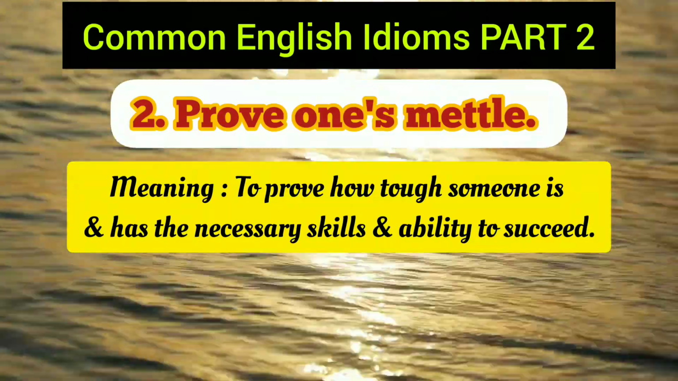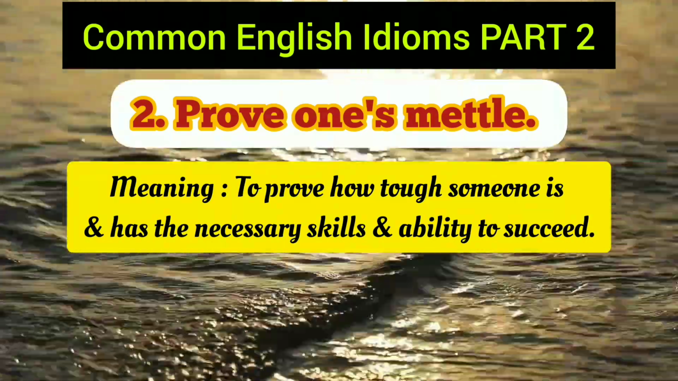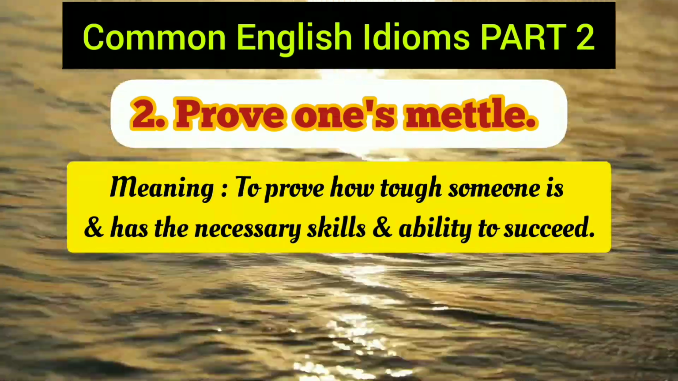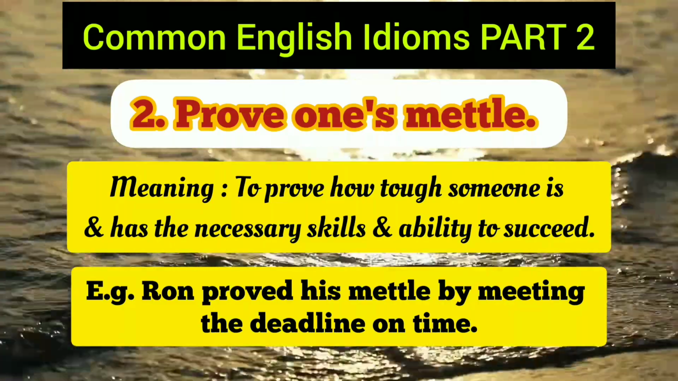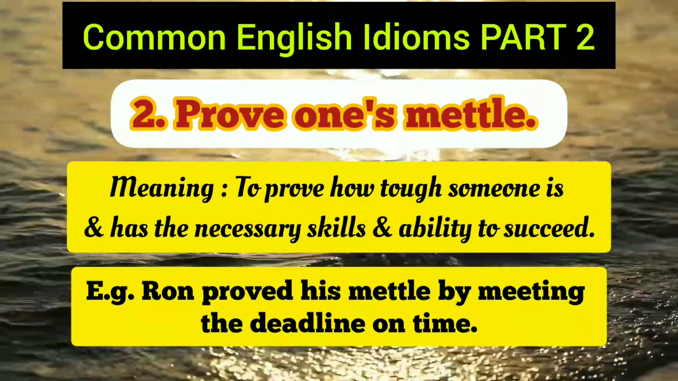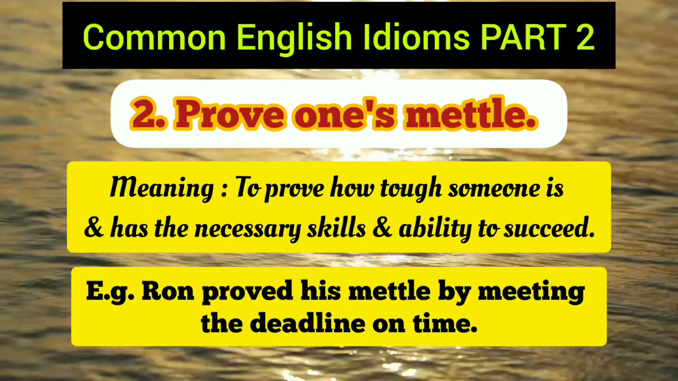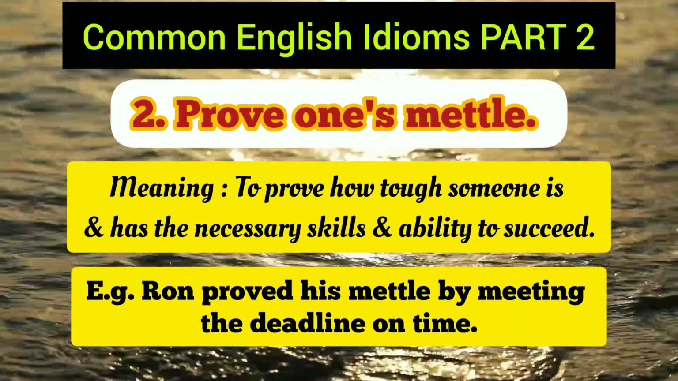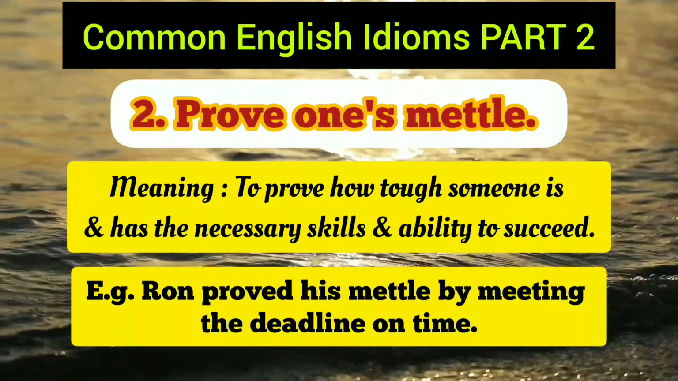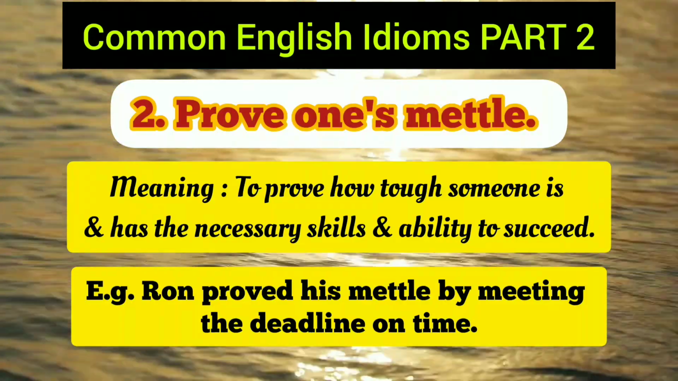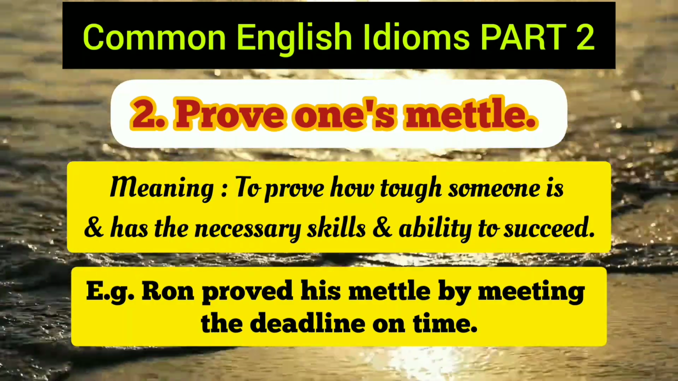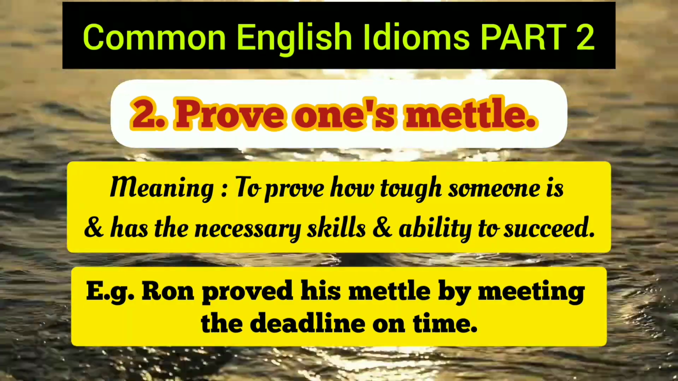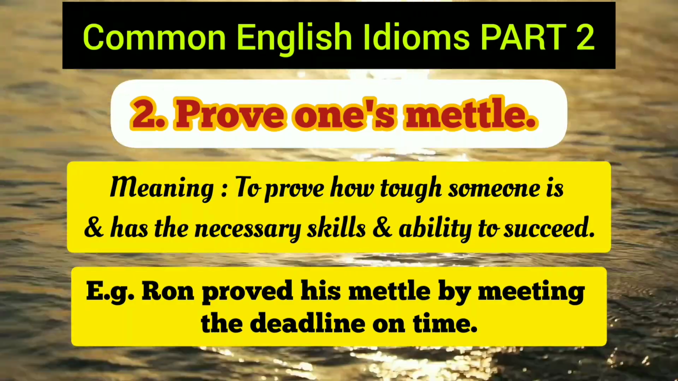Let me give you an example so that you can understand better how to use it. Ron proved his mettle by meeting the deadline on time. That means he proved his caliber, he proved his competence, and he proved his ability by accomplishing or meeting the deadline on time. I hope it's crystal clear how to use this beautiful idiom, prove one's mettle, right?